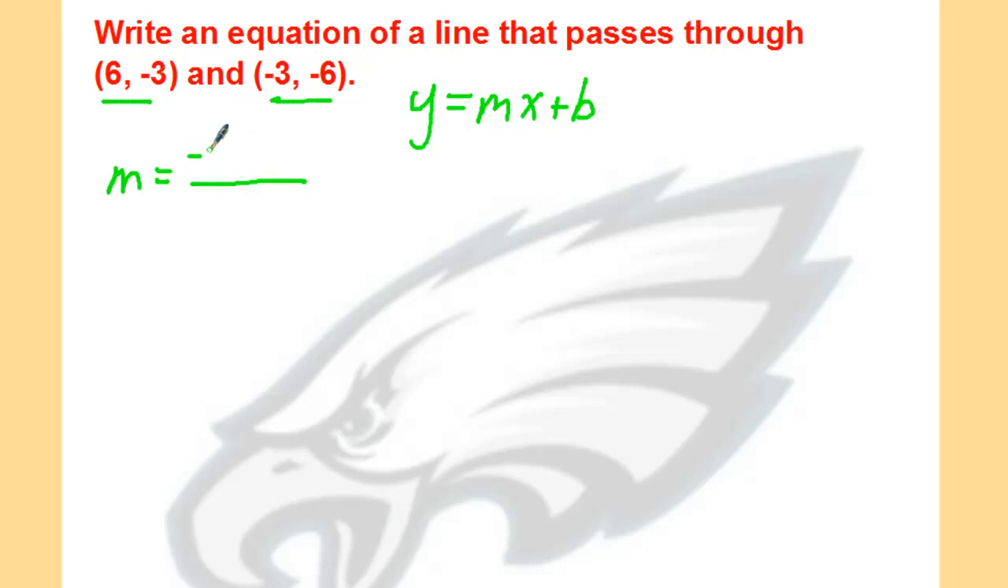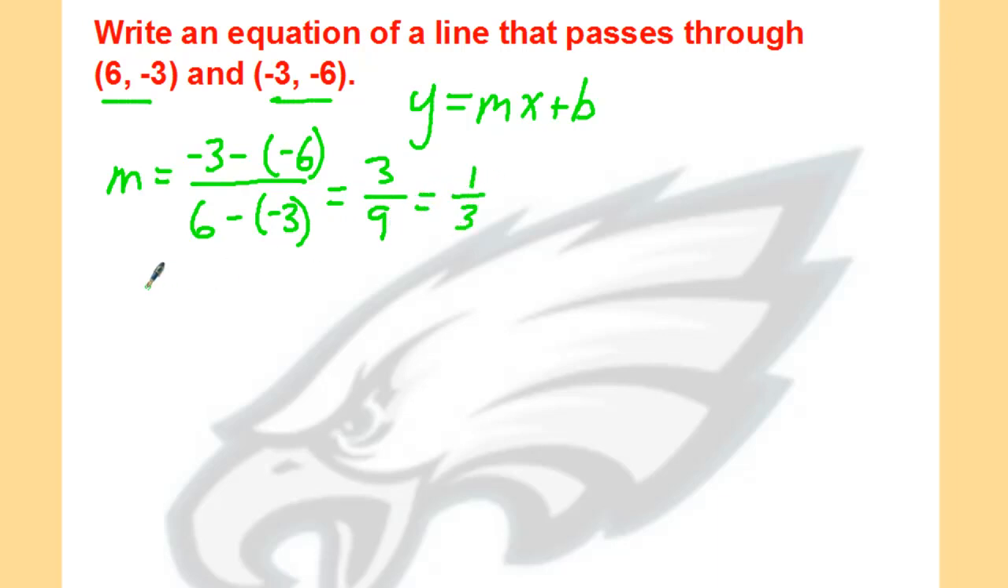I'm going to start with -3 and I'm going to subtract -6. Since I started with the -3 as my y value, I must start with the 6. So I'm going to say 6 minus -3. And when you do this little calculation, you're going to get -3 plus 6, which is a +3. And in the denominator, I'm going to end up with 6 plus 3, which is 9. This reduces to 1/3. So my slope is 1/3. Okay, I'm going to need that piece of the puzzle.